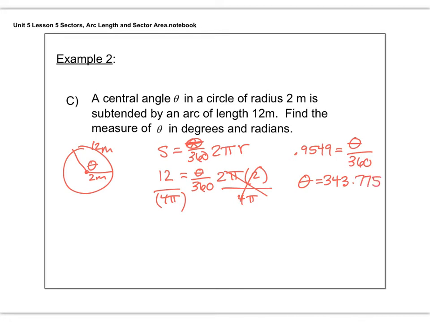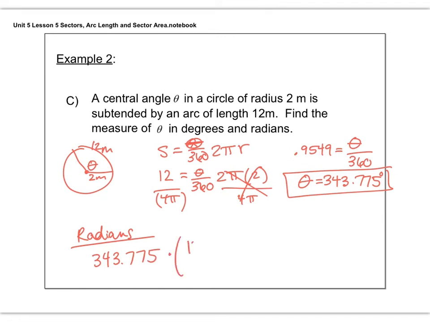0.775. Apparently, I did not even come close to drawing my picture to scale. That's a really huge angle. It's almost all the way around the circle. If we wanted to convert this to radians, a quick way to do it is just take our 343.775 and multiply by pi over 180. And that will do a quick conversion to radians. And it's kind of crazy. Turns out to be 6 radians.